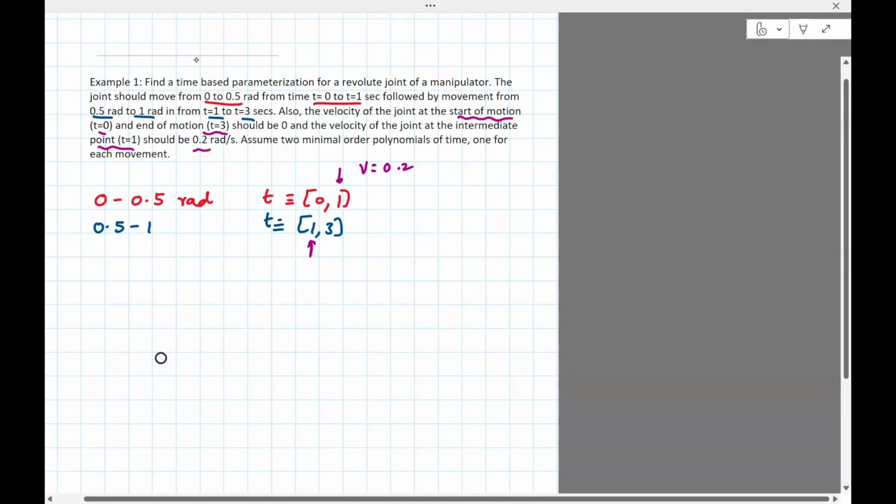And once you have the conditions, we can ask ourselves, what are the equations we need to write? So we need a profile which will follow all these conditions. So here is what is told to us. At time t equals 0, let's call the variable q. At time t equals 0, q equals 0. At time t equals 1, q equals 0.5.